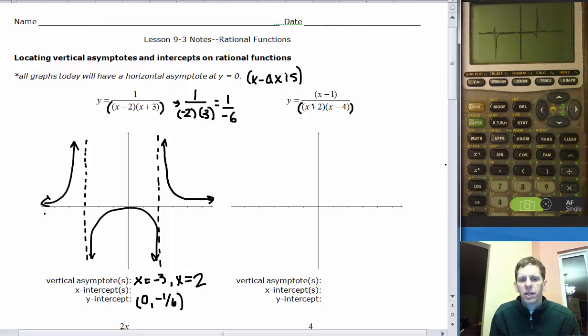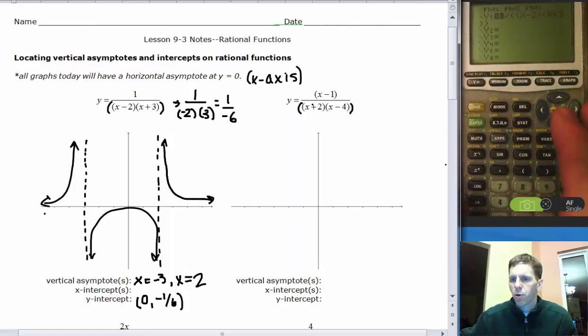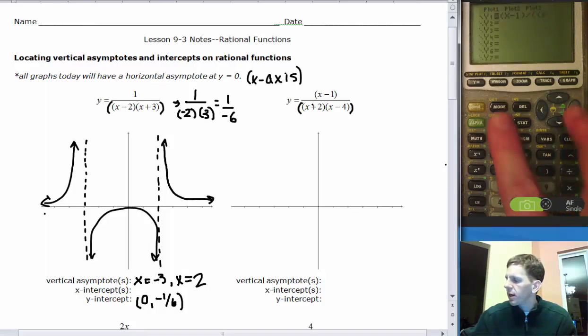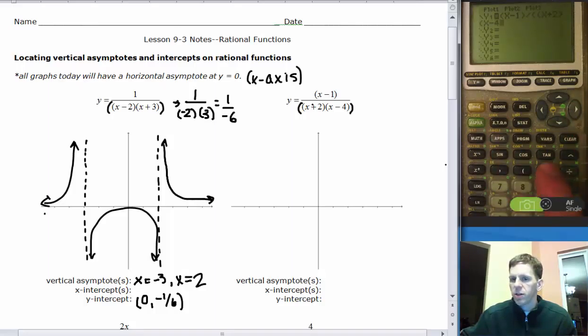On our second graph, we're going to take a look at y equals x minus 1 over x plus 2 times x minus 4. So I'm going to go back to my calculator. We'll clear out our original equation and type in parentheses x minus 1 divided by, again, two sets of parentheses, x plus 2, parentheses, x minus 4. And we'll close it off with two sets of parentheses.